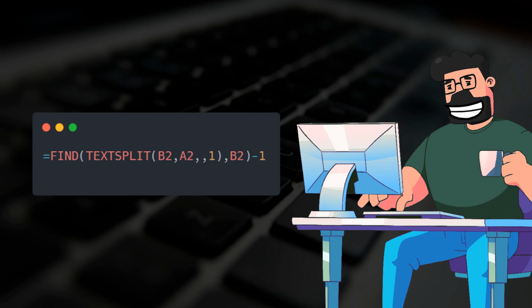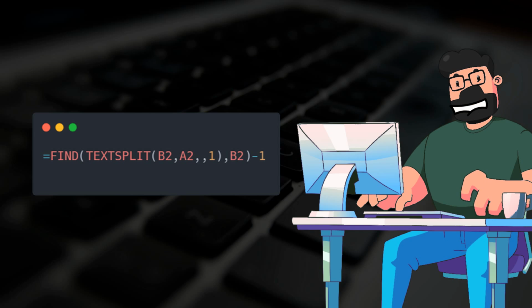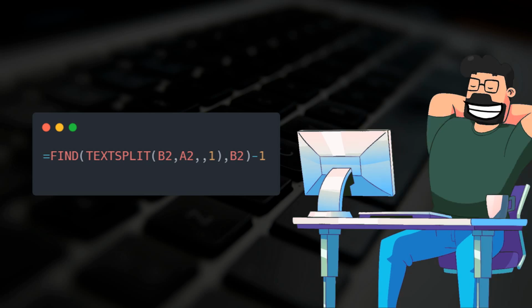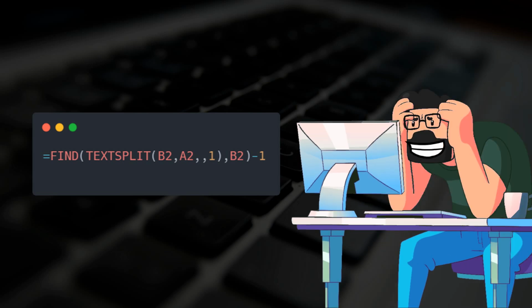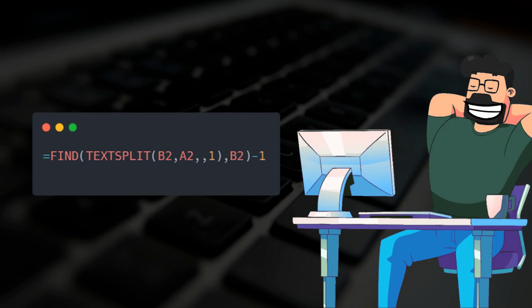Moving on to the second option, we have a different formula that makes use of the FIND and TEXTSPLIT functions. This formula hunts for the first occurrence of a specific substring within a cell, which in this case is the content of the other cell. By leveraging these functions, we can pinpoint the exact position where the two cell values start to differ. It's another effective method to tackle our comparison problem.